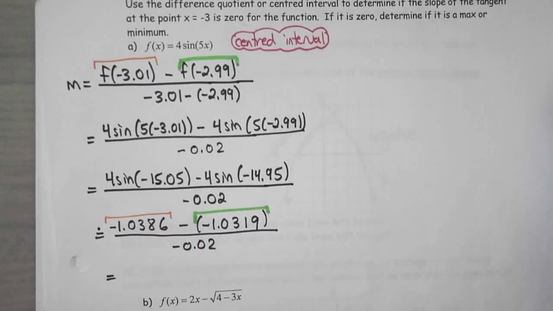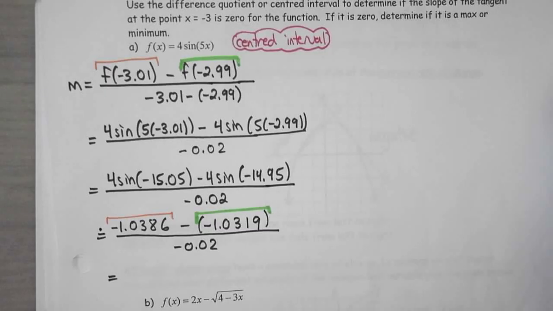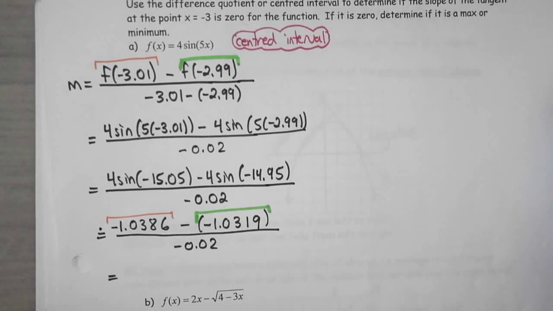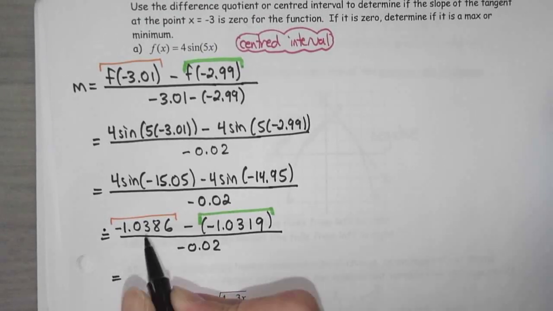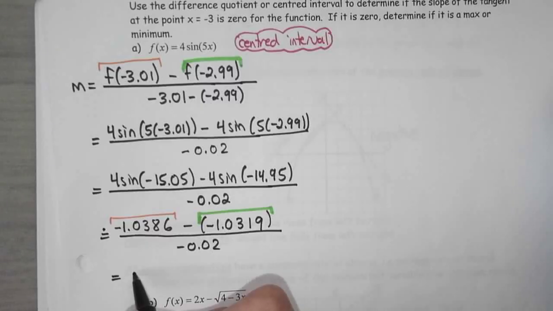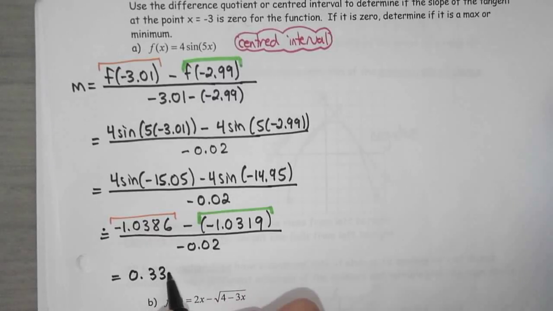1.0386. 2, and I'm getting, I didn't round it again, I kept that, and I'm going to go 0.335.